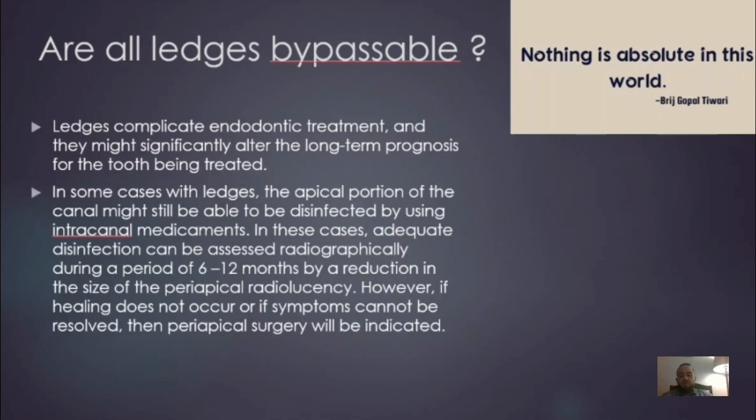Well, we might consider using intracanal medicaments for some time, and then we will keep the tooth under observation for a period of 6 to 12 months. If there was any reduction in the size of the periapical radiolucency or resolution of the symptoms, then we will keep that tooth under observation for longer periods. Otherwise, we might consider periapical surgery, especially if the ledge was at the apical portion of the root.